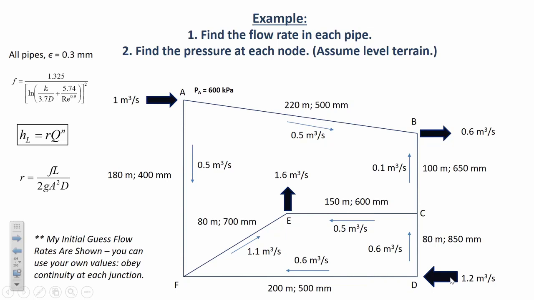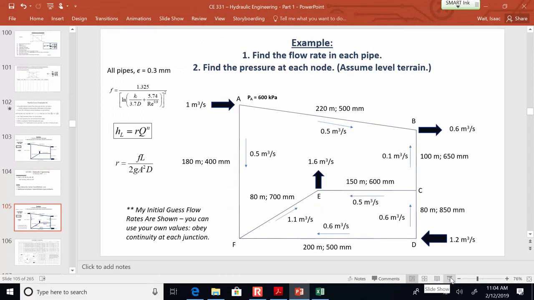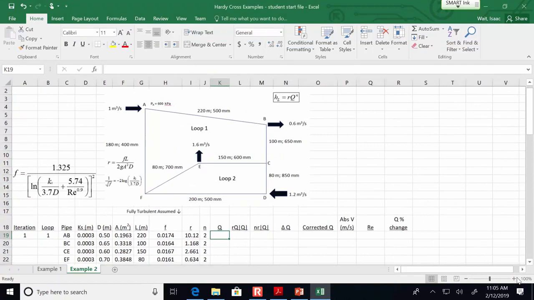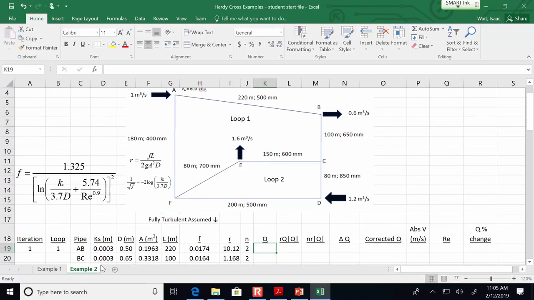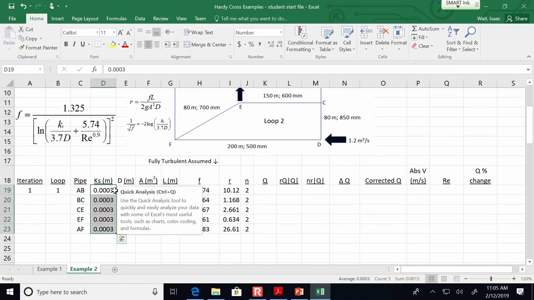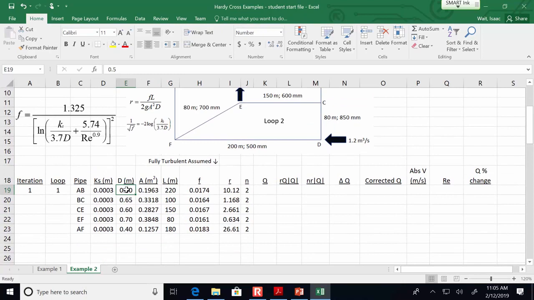All right. Now we don't necessarily know what the flows actually are going to be in this first iteration, but that's what we're working towards. So what we can do is set up the spreadsheet according to the column titles that we were given in the student start file. Remember that this is a spreadsheet that was on MU Online. All of these pipes have the same K sub S value of 0.0003. We input the diameters according to the given data.